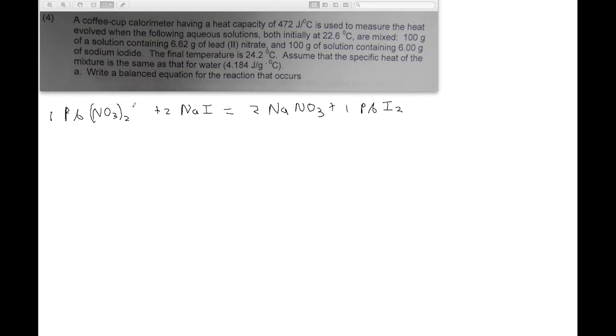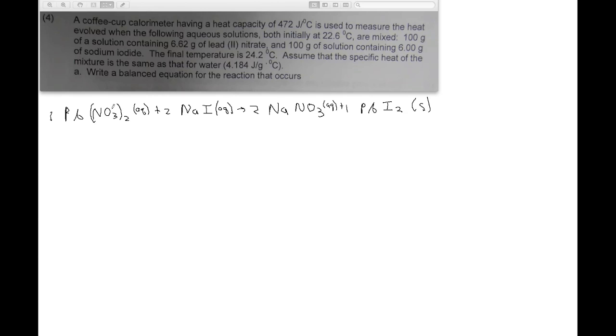Lead nitrate would be aqueous. And the sodium iodide? Sodium iodide would also be aqueous. And the sodium nitrate? Sodium nitrate would also be aqueous. And the lead iodide? Solid.